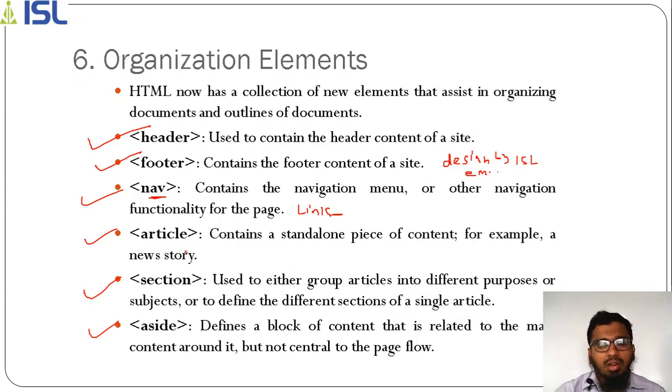Okay, what is article? Article contains a standalone piece of content, for example a news item or story. Example, take the example of Google Chrome.